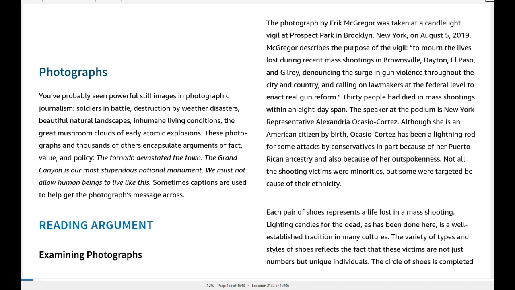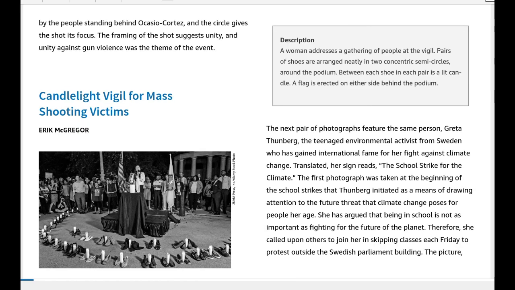Each pair of shoes represents a life lost in the mass shooting. Lighting candles for the dead, as has been done here, is a well-established tradition in many cultures. The variety of types and styles of shoes reflects the fact that these victims were not just numbers, but unique individuals. The circle of shoes is completed by people standing behind Ocasio-Cortez, and the circle gives the shot its focus. The framing of the shot suggests unity, and unity against gun violence was the theme of the event.